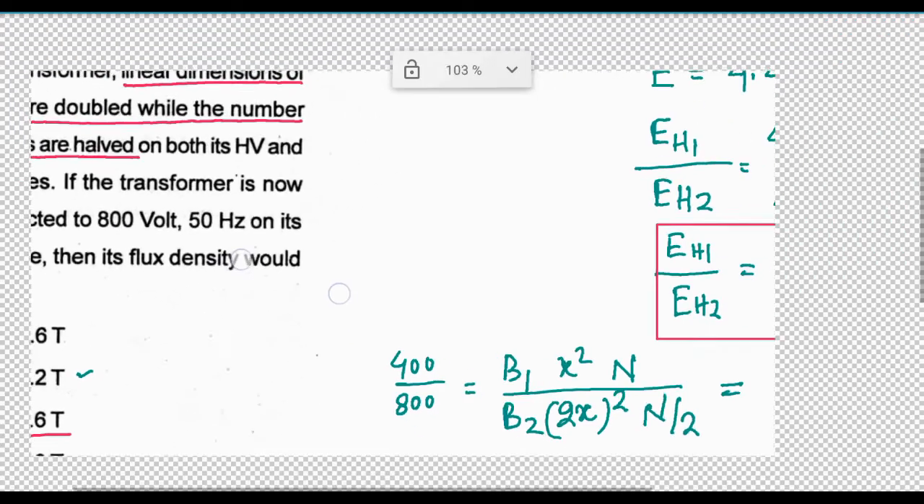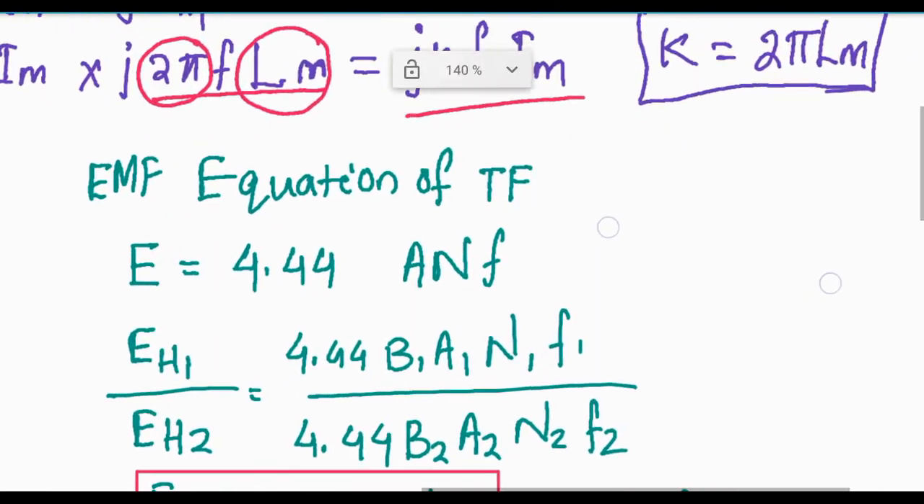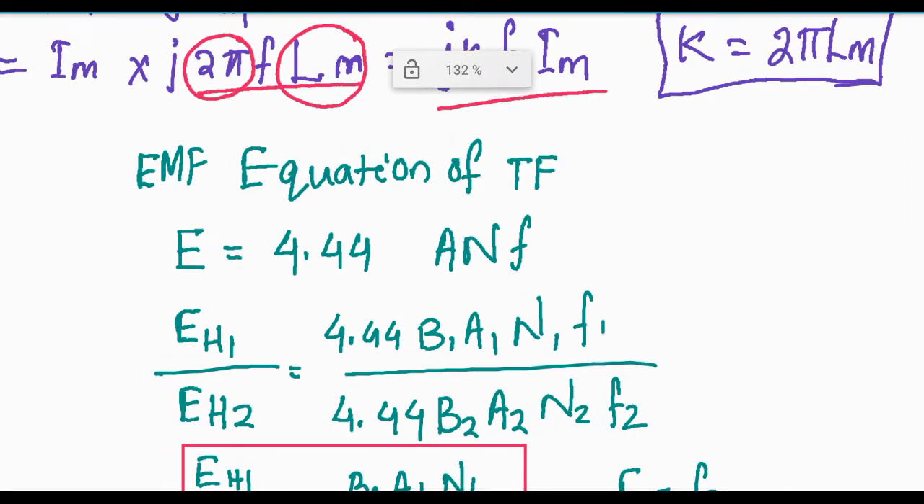So let's have the solution. The EMF equation of transformer is given as E is equal to 4.44 BANF. B is the flux density, A is the effective area of cross section, N is the number of turns and F is the operating frequency. So here I can represent like that.